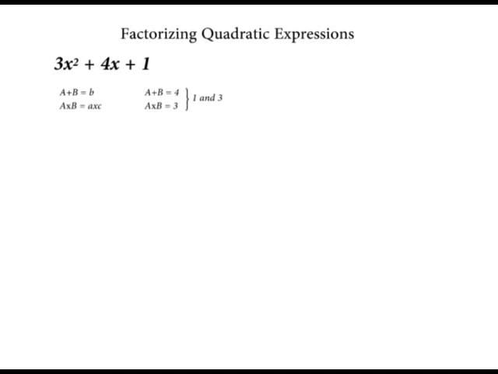And then we proceed as usual. We break the linear coefficient so that we have 3x plus x plus 1. And factorizing the first two, we would have 3x into x plus 1, and then the other 1 into x plus 1. That would give us 3x plus 1 times x plus 1.